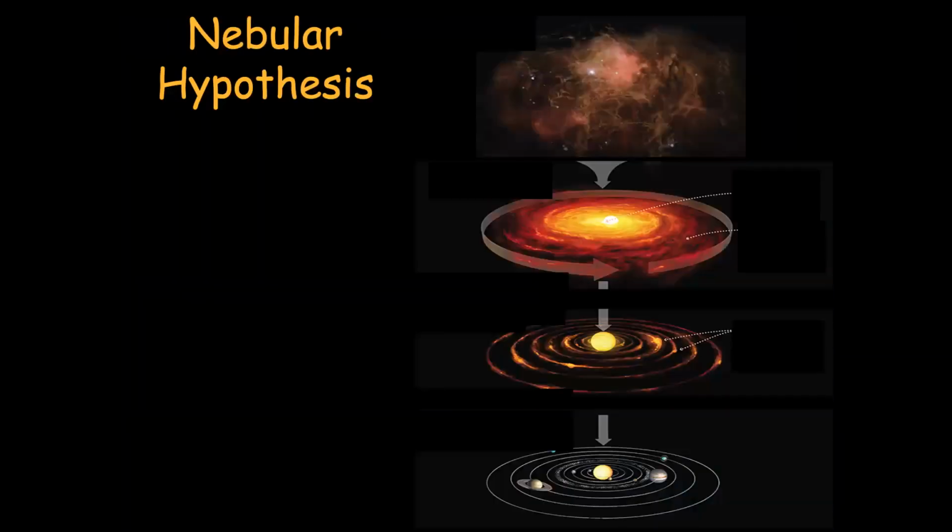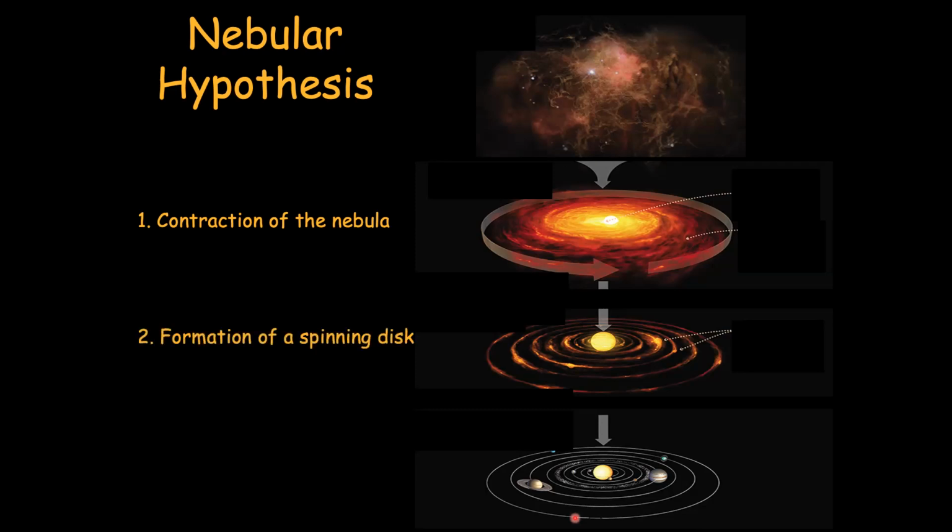The nebular hypothesis describes 3 stages of formation of our solar system. It begins with the contraction of the nebula under its own gravity, followed by the formation of a spinning disk. The disk's mass is concentrated in the center, where the sun formed. As the nebular matter that formed the sun contracted, small amounts were left behind in swirling eddies.